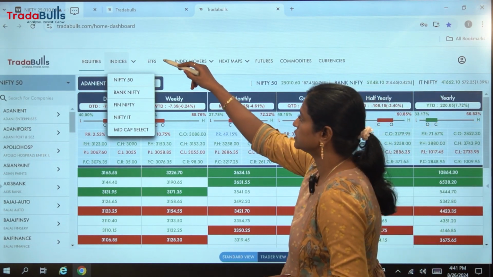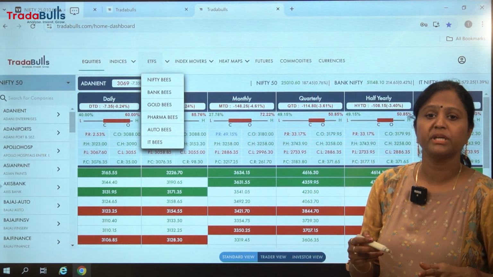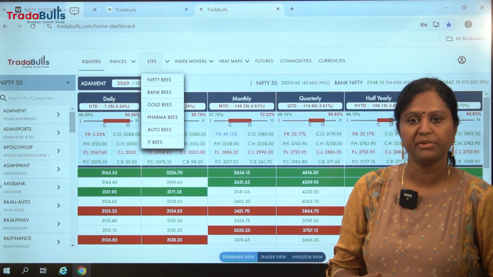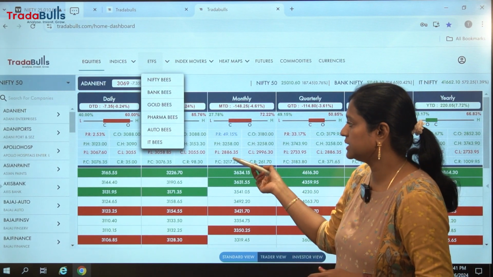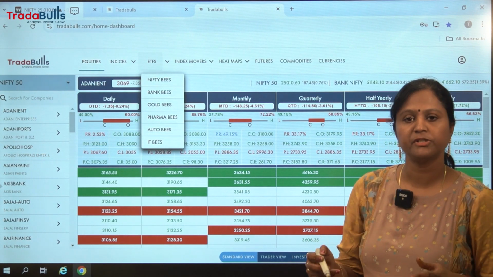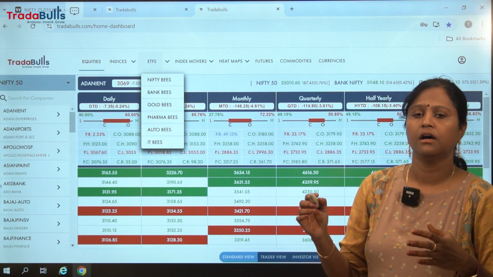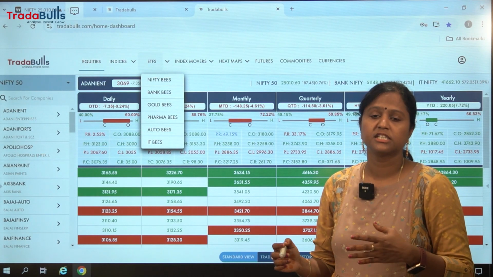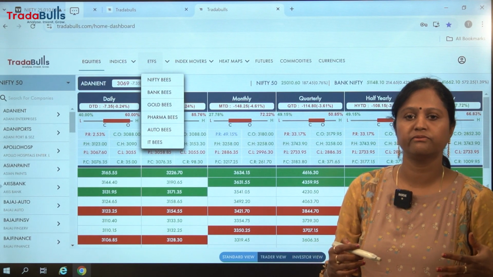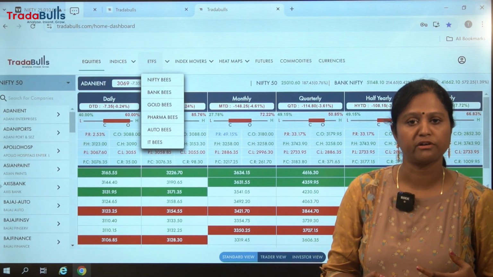Now coming to ETFs, which are related to long-term investment. People who want to invest long term in ETFs, like Nifty BeES, Gold BeES, Bank BeES, Pharma BeES, Auto BeES and IT BeES, can put a certain amount into, say, Gold BeES or Pharma BeES. This helps on a long-term basis: when the market is up and you want to take out the funds, you can take the returns, and it gives you a huge profit accordingly.